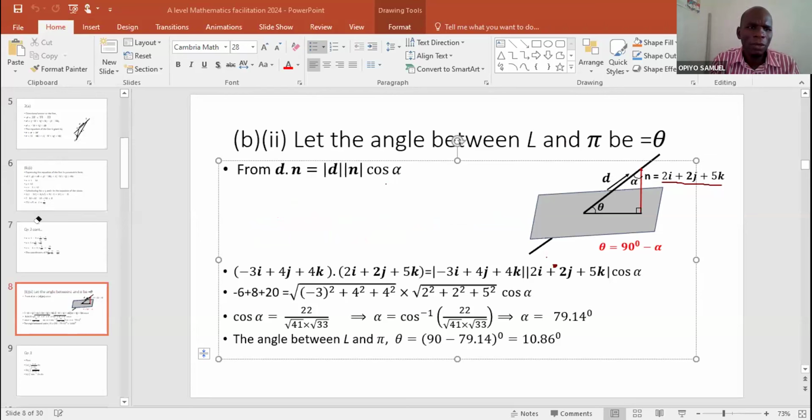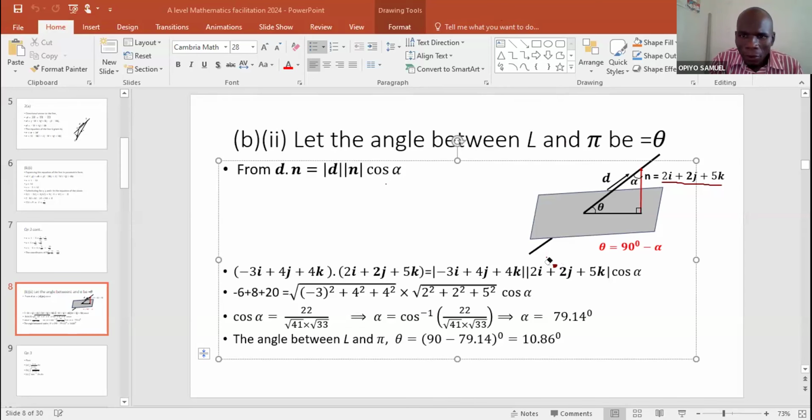And the definition of dot product is given as d dot n equals the magnitude of d times the magnitude of n times cos of the angle between the two vectors. So from here, we dot the two vectors, and when we dot them, we equate them to the product of the magnitudes and then the cos of the angle.